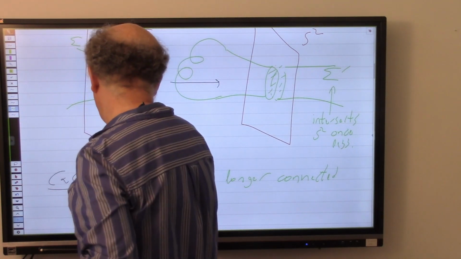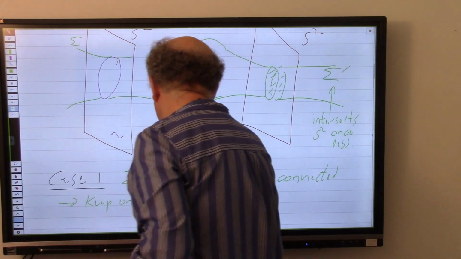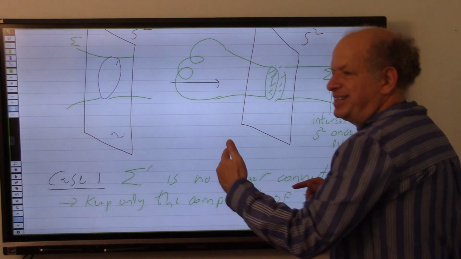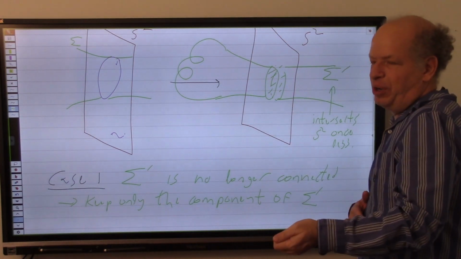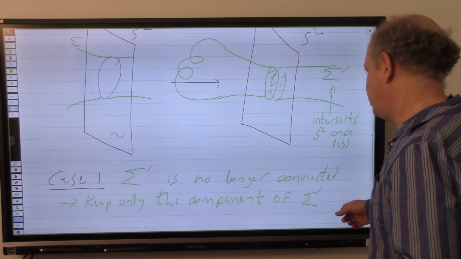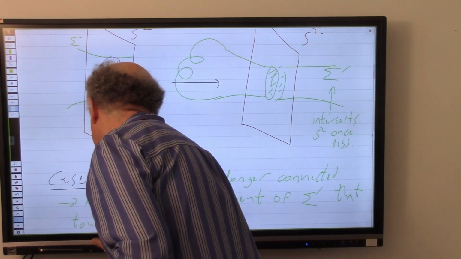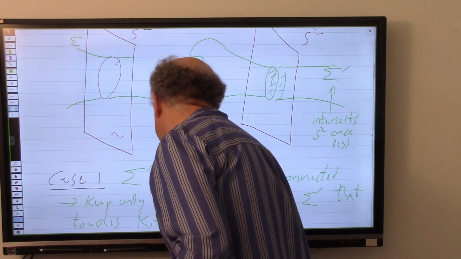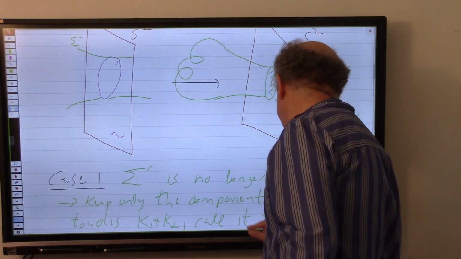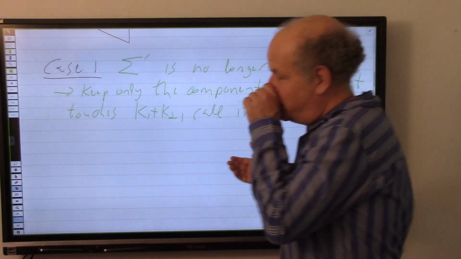So in this case, keep only the component of sigma prime. Since the knot is connected, only one of the components of sigma prime will touch the knot. So keep only the component of sigma prime that touches the knot, which is still K1 plus K2, and call it sigma double prime.